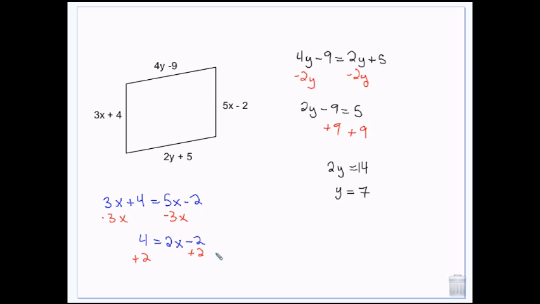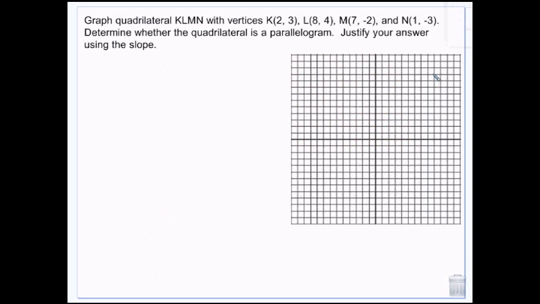So 6 is equal to 2x, and that would make x 3. All right. So the first thing we want to do is we're going to graph our points. Okay. So K is at 2, 3.